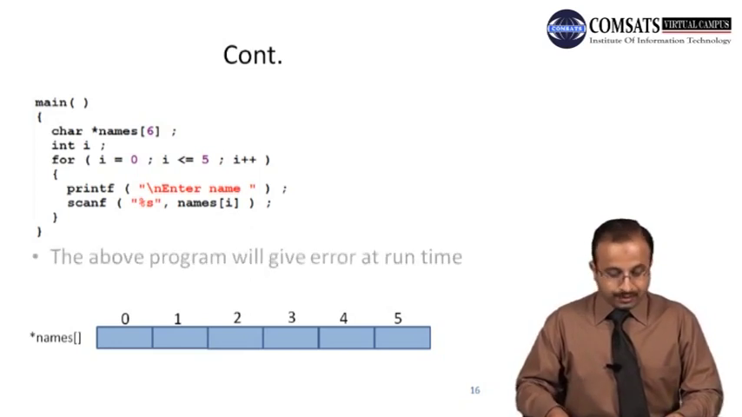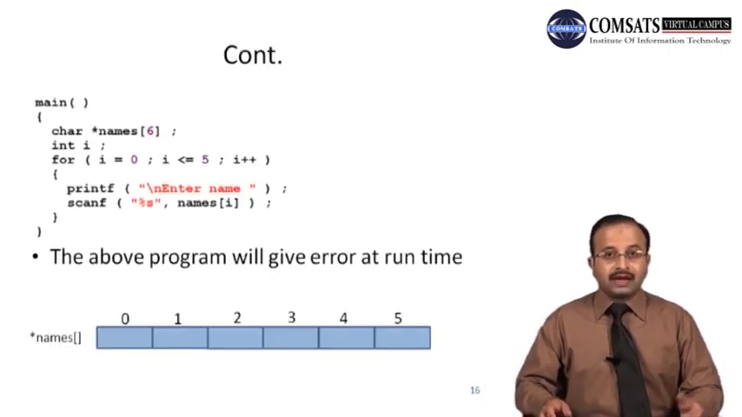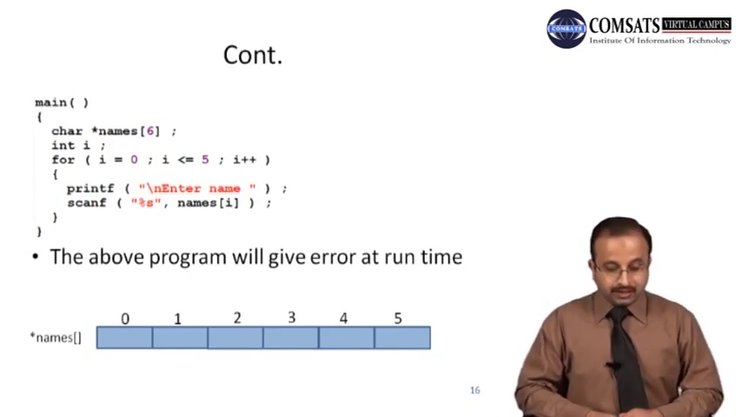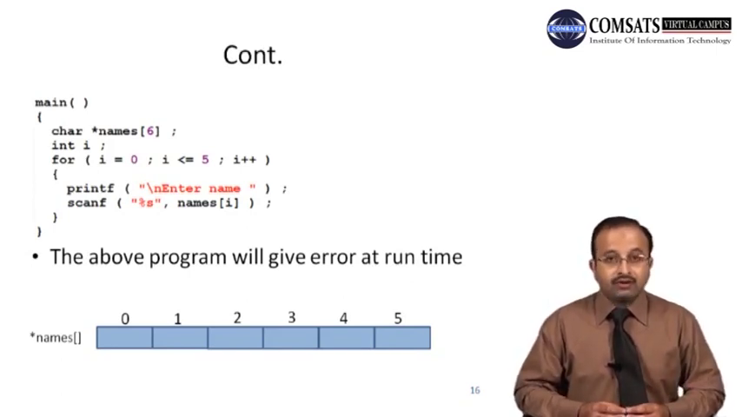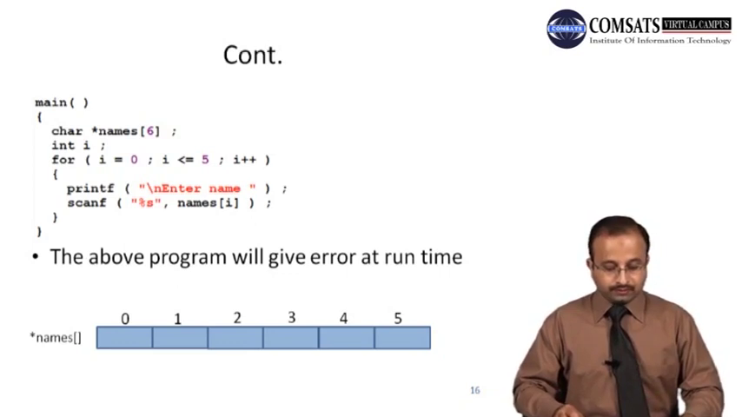So the above program will give error at runtime. Solution. So solution is to use dynamic memory allocation. But let's see the concept of the garbage value and the concept of accessing the memory that is not allocated, that is not from the allocated memory of your program. Let's see the C program for this.